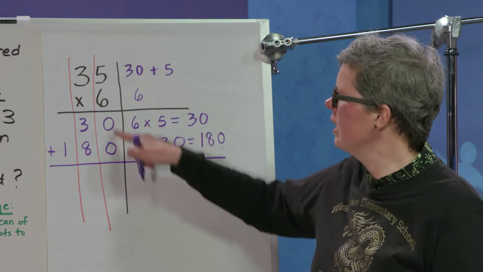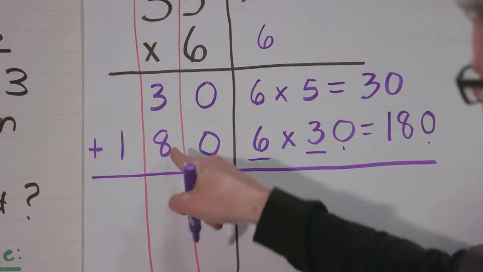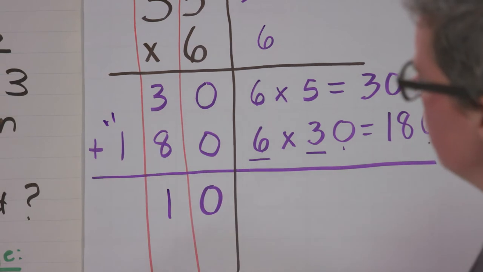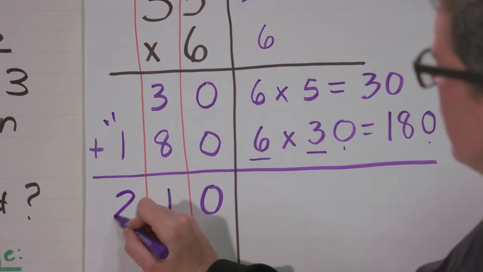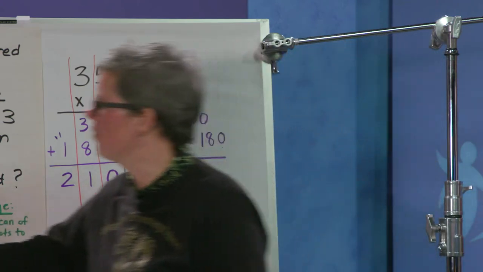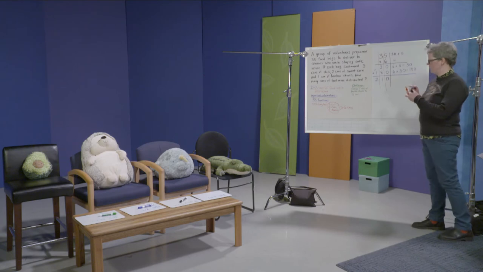a multiplication problem. 0 plus 0 is 0. 3 plus 8, I'm going to think about that as 8 plus 3. 11 plus 1 plus 1 is 2. So we end up with 210. Coming back over here, 210 cans of food were distributed.